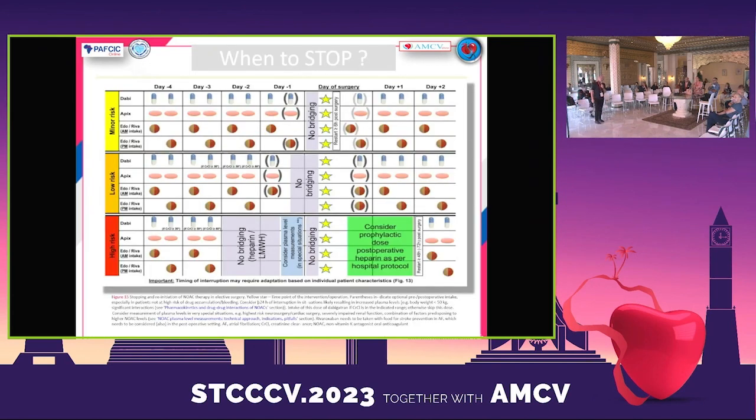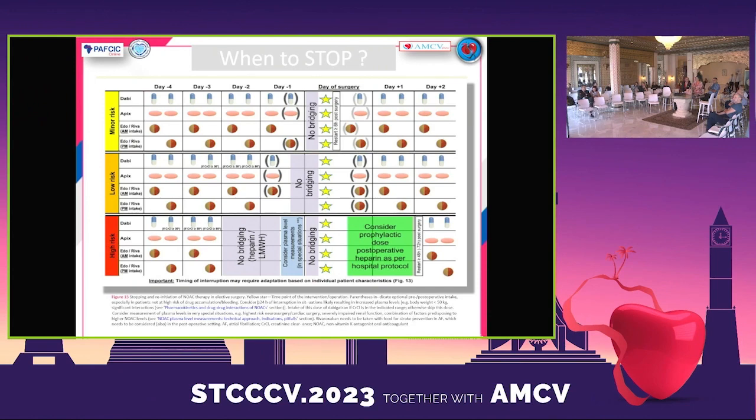And here we have the European Society guidelines. You have the minor risk, the low risk, and the high risk, and you have the 4 drugs. And you have the stopping of the treatment for all the patients during the procedure, the day of the procedure.